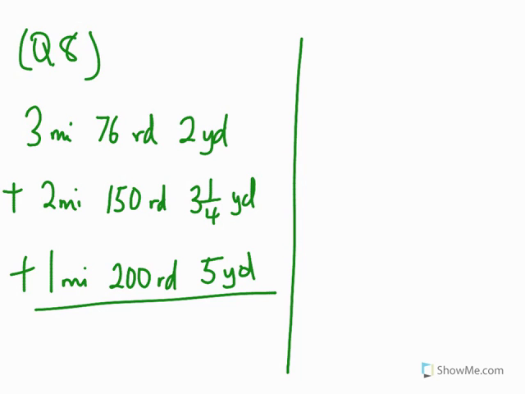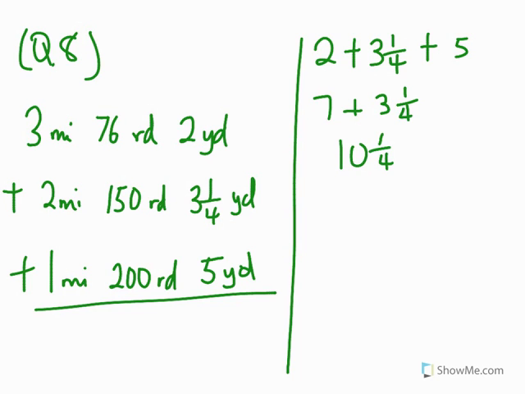3 miles, 76 rods, 2 yards, plus 2 miles, 150 rods, 3 1/4 yards, plus 1 mile, 200 rods, 5 yards. Okay, we start with the smallest unit, so we add up 2 plus 3 1/4 plus 5. That gives us 7 plus 3 1/4, right? And that gives us 10 1/4.